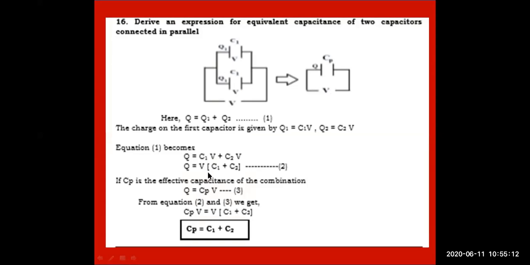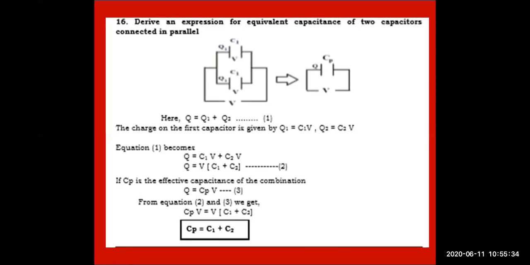Cp into V will be equal to V into C1 plus C2. What is common on both the sides? Cancel out V and V. So when you cancel out V and V, you will get Cp is equal to C1 plus C2. So this is our expression for parallel combination.